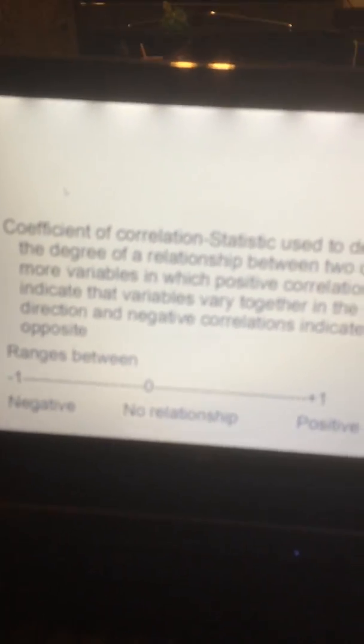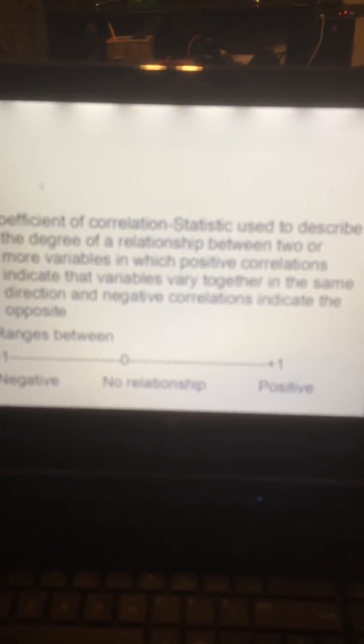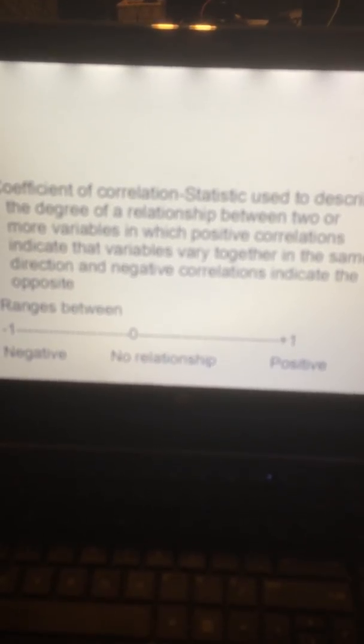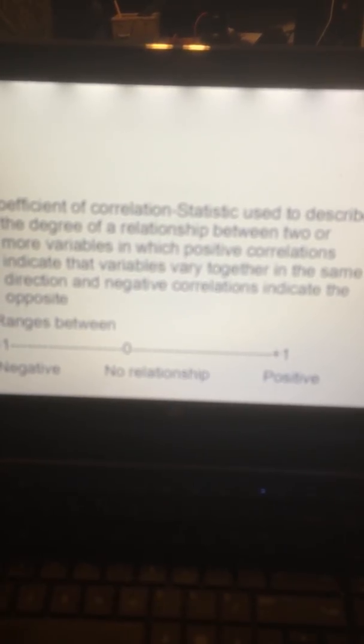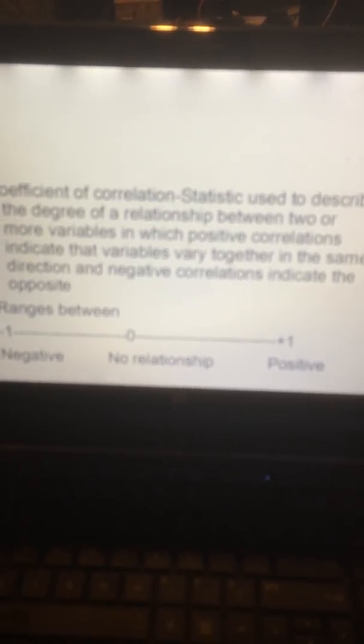The correlational method just looks at how two things are related, the degree of relationship between variables. So you have a coefficient of correlation, which is a statistic used to describe the degree of a relationship between two or more variables, in which positive correlations indicate that variables vary together in the same direction, and negative correlations indicate the opposite.